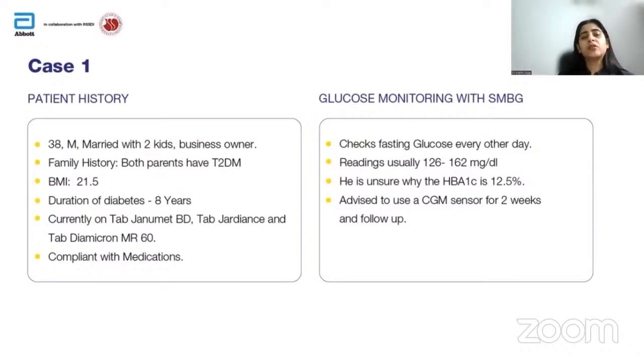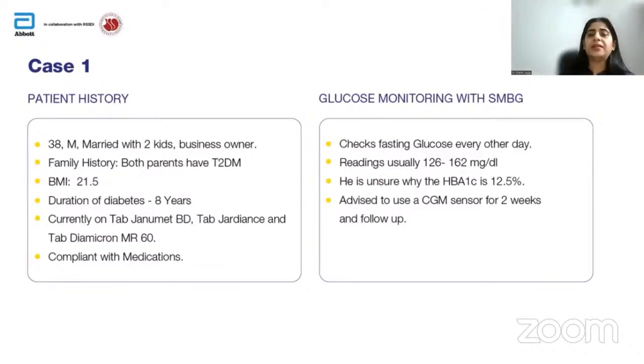Now, he checks his fasting glucose every other day but does not really get time to do most of his other post meals. Usually once coming back from office, he does a random glucose which comes in the range of 160 to 180. And most of his readings, fastings are between 120 to 160. So he's pretty assured that his glucose level is not bad as per his standards. So when he goes for an HbA1c test, he's surprised to see an HbA1c of 12.5%.